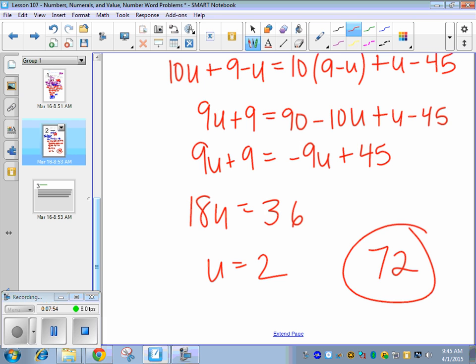Okay? By the way, if you get a decimal, did you mess up? Yes. If you get a negative, did you mess up? Yes. If you get a number that's not between 0 and 9, you messed up, right? Because it has to be a digit. It has to be like a 0, 1, 2, 3, 4, 5, 6, 7, 8, 9. Okay?